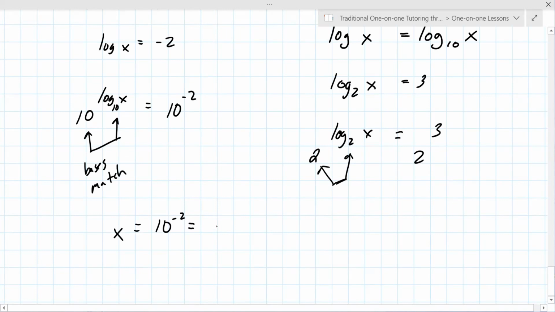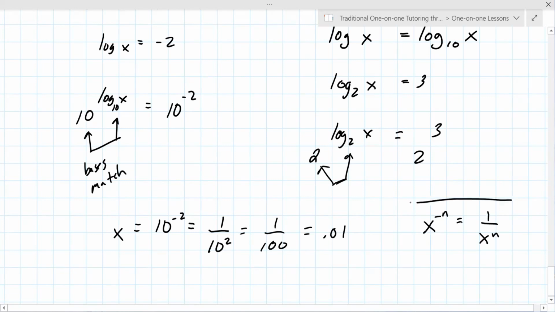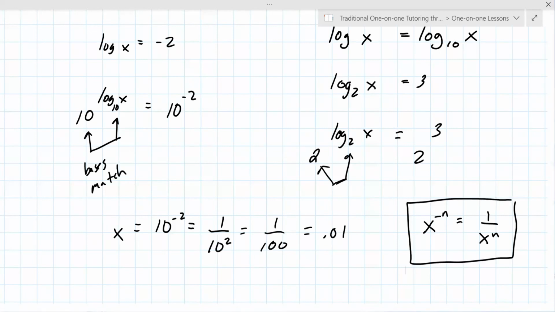I would probably expect that you need to be able to rewrite it like this, and maybe even rewrite it as 1 over 100, and maybe even write it as 0.01. But this probably isn't full credit. Yeah. You have to remember that x to the minus n is 1 over x to the n. Okay. So that takes care of that. All right, number 9.